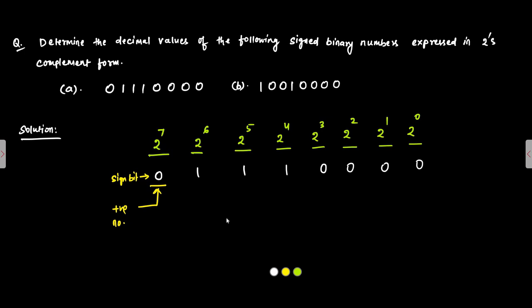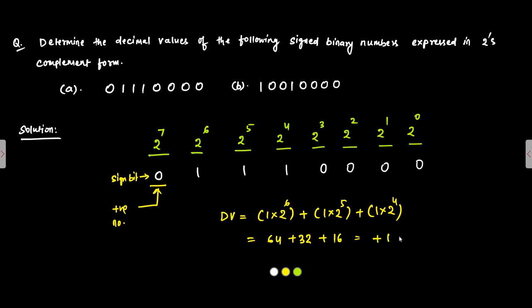So the decimal value will be 1 into 2 to the power 6 plus 1 into 2 to the power 5 plus 1 into 2 to the power 4. So 64 plus 32 plus 16. 64 plus 32 is 96, plus 16 is 112. So plus 112. So it's obvious because the sign bit is 0, it's a positive decimal number.